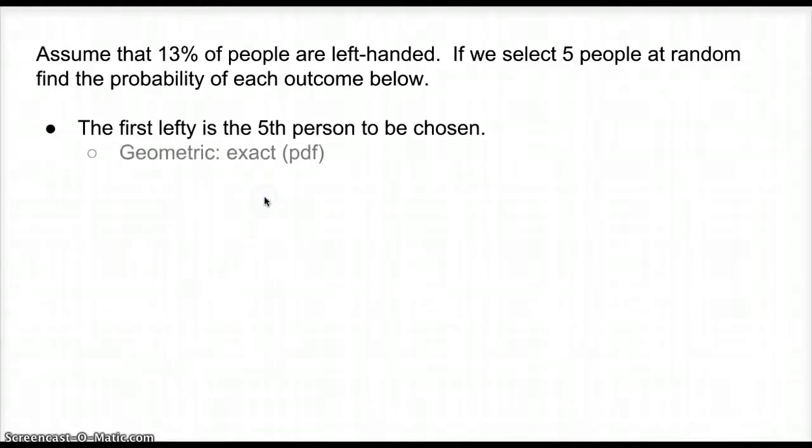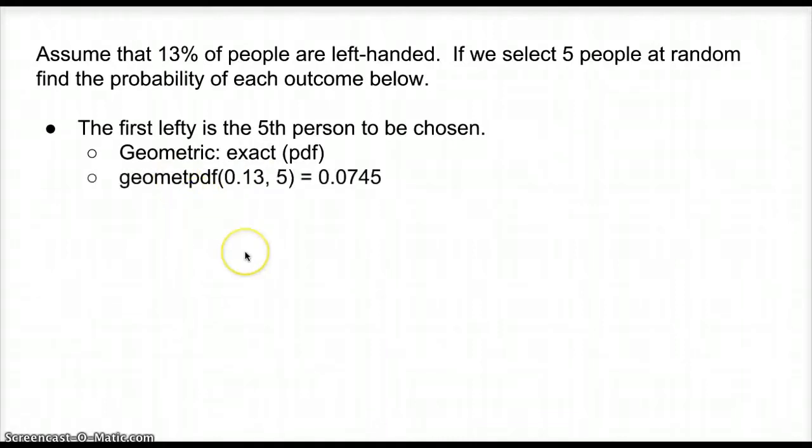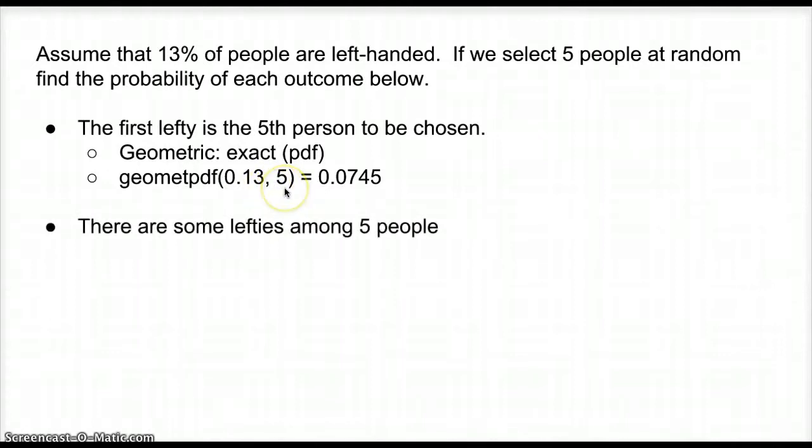Alright, so the first thing you have to do is figure out that this is geometric because we're looking for the first success, and we know it's exact, so that's going to be the PDF. So when we use the geometric PDF, our probability goes first, and so that's the 0.13, and then our 5 is the 5th person, and so there's a probability of 0.0745. All right, same thing. Try the next one.